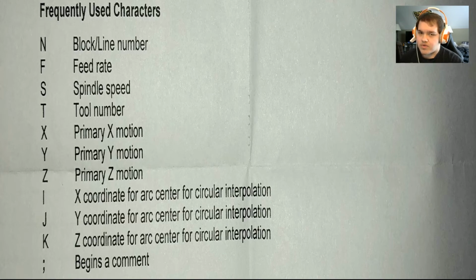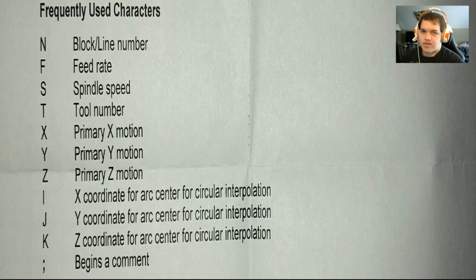That's how fast it's going to be going into the part. So you would put F and then whatever speed you want it to go. Make sure it's safe. There are calculations that you can do to find the necessary feed rate and spindle speed. I'm not going to cover that, but I'm sure you'll learn about it real soon. And you have the spindle speed, which is, yes, you guessed it, the speed at which the spindle is going to be running.